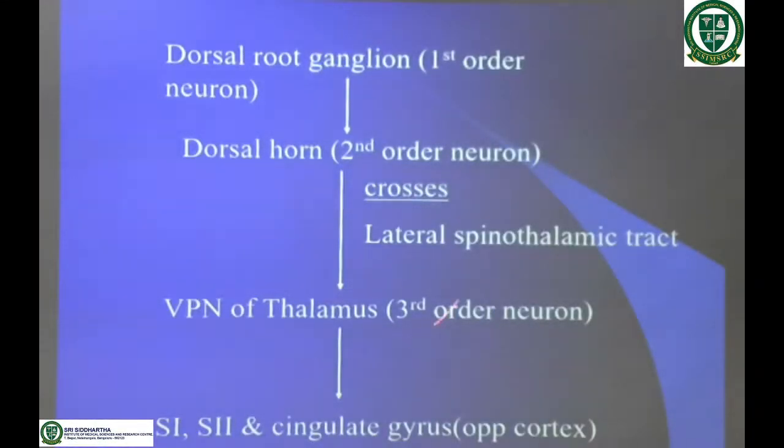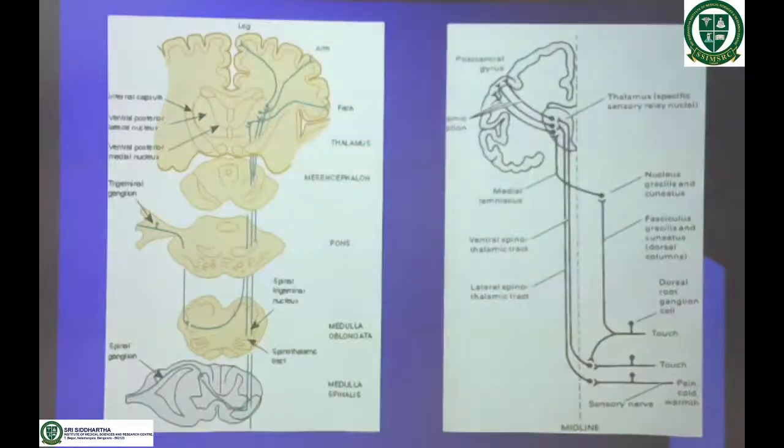This is a flowchart format of the first order, second order and third order neuron. The first order is in the dorsal root ganglion. The second order is in the dorsal horn. Next, it crosses to the opposite side as the lateral spinothalamic tract. Then the ventro-posterior nucleus of the thalamus, where there will be a third order neuron. From there they relay to the sensory cortex, that is S1, S2 and the cingulate gyrus of the opposite cortex. Because here they are crossed, it reaches the opposite cortex.